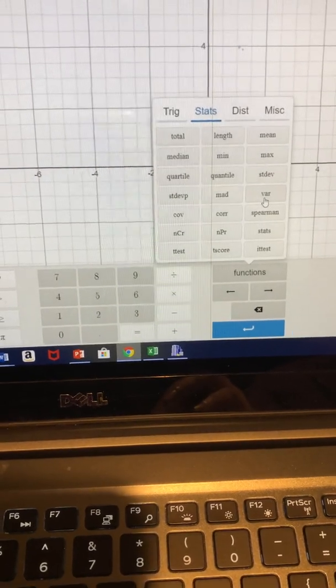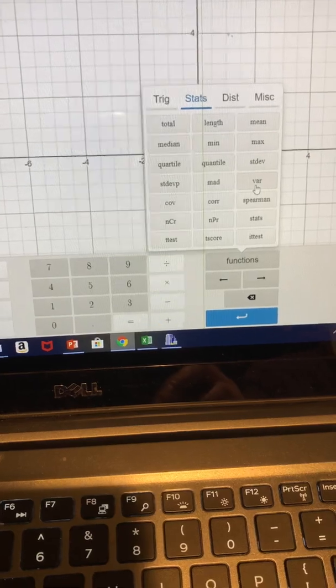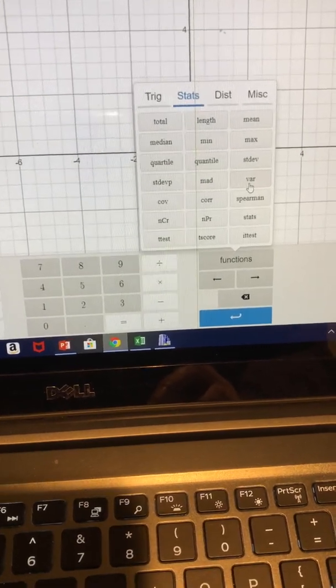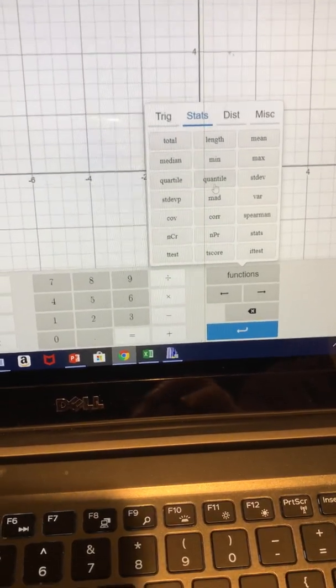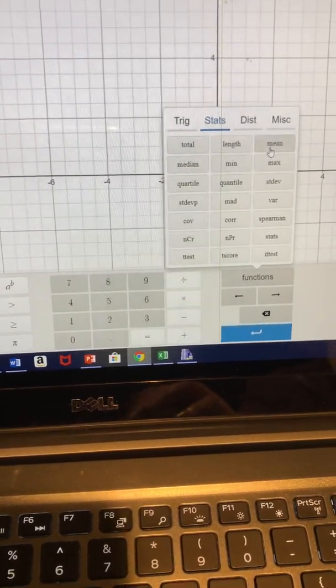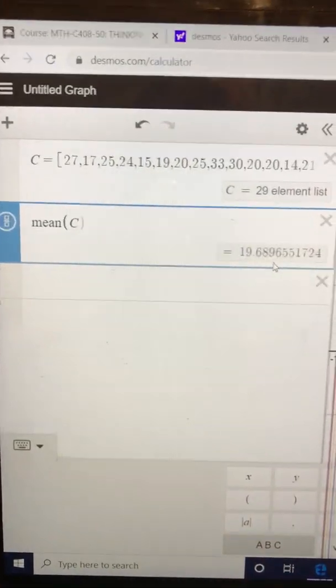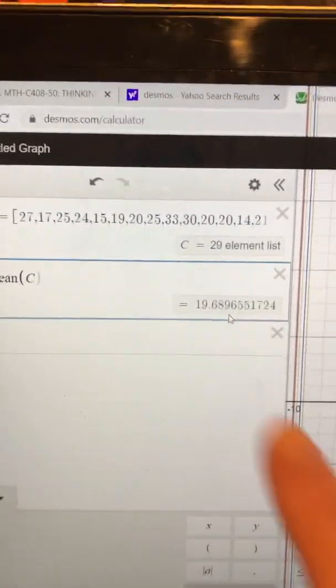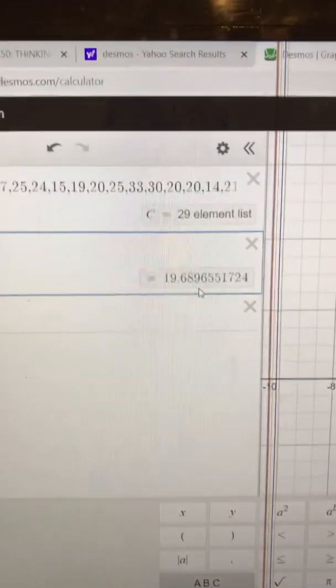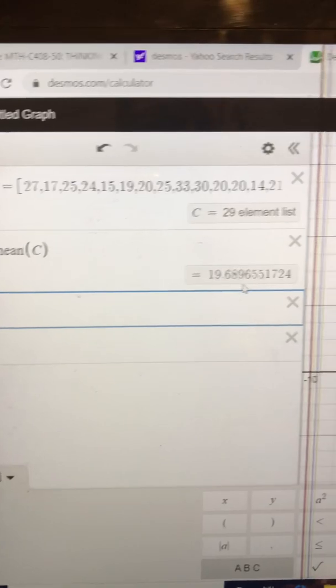I forgot what VAR did. I looked it up last night and I can't remember what it did now. But anyways, so we want the mean. So I want to do the mean of C. So I can just type in C since I have it defined. And it tells me it's 19.69 again, which is what we had. So that's the same that we got on the calculator.